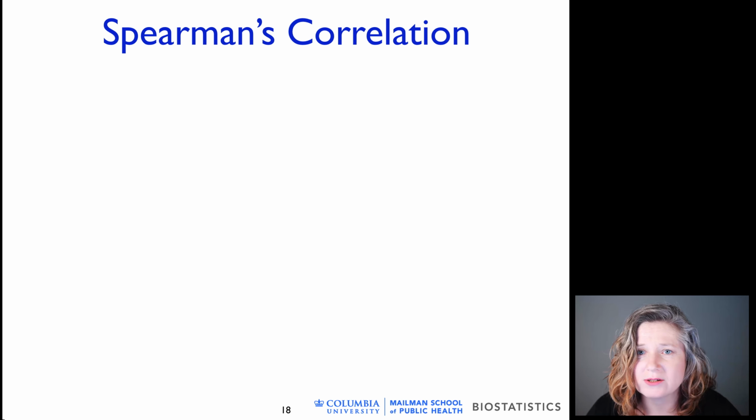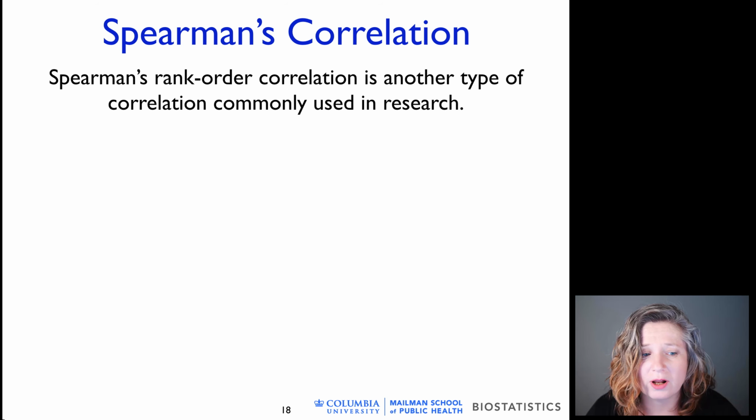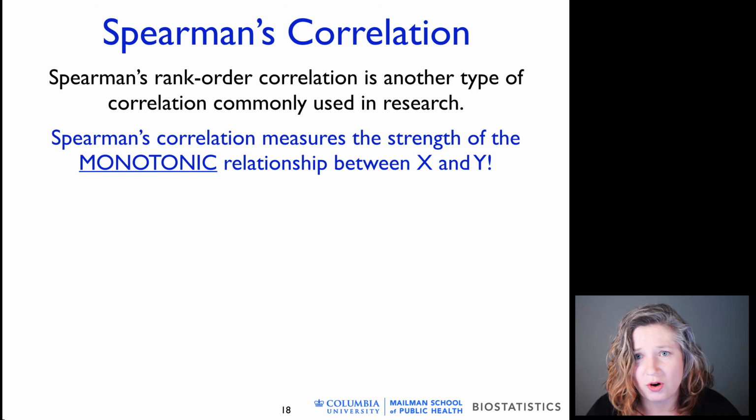So we talked about Pearson correlation so far, but there are several different correlation coefficients. One of them is Spearman's correlation. Spearman correlation, or Spearman's rank order correlation, is another type of correlation commonly used in research. It is a non-parametric measure of association between X and Y that does not depend on linearity. The Spearman correlation measures the strength of X and Y as a monotonic relationship. Monotonic means that it has to be only increasing or only decreasing, but it doesn't have to be linear.